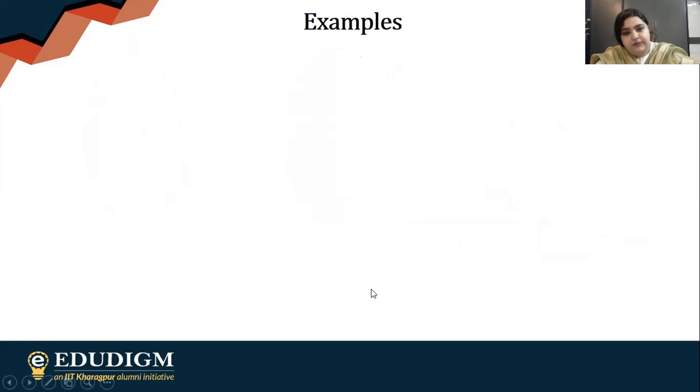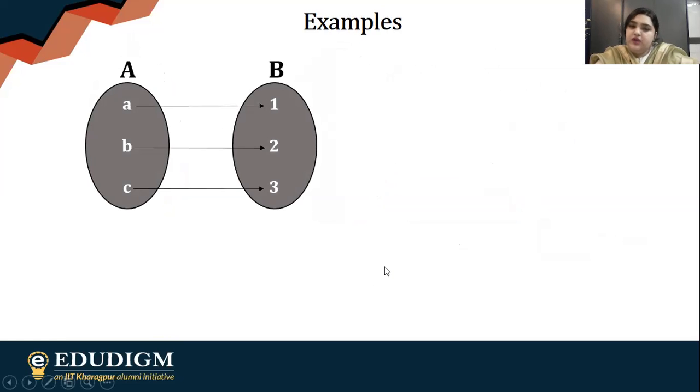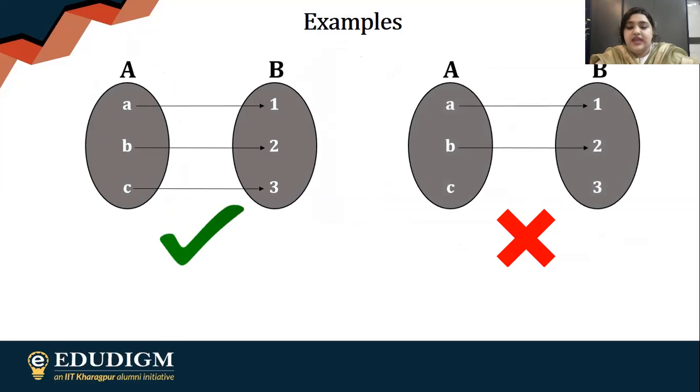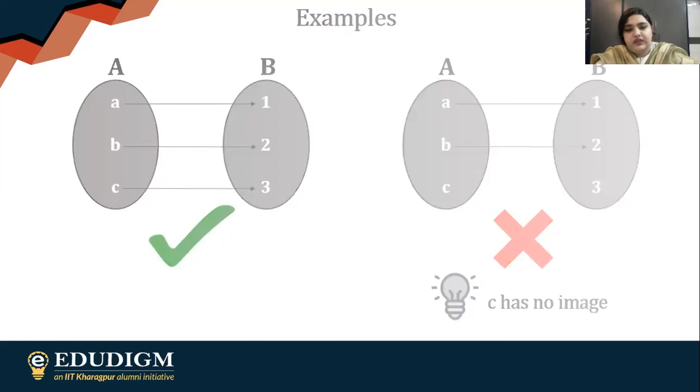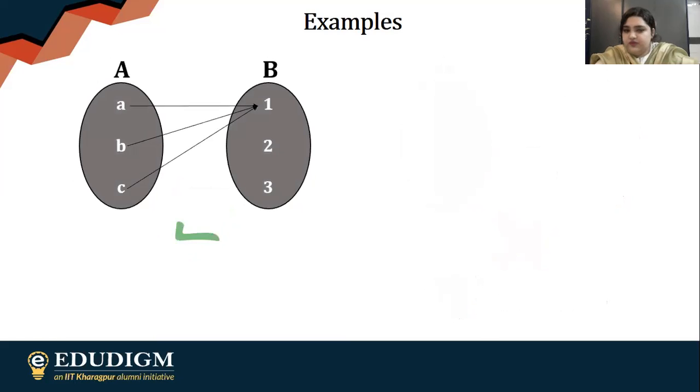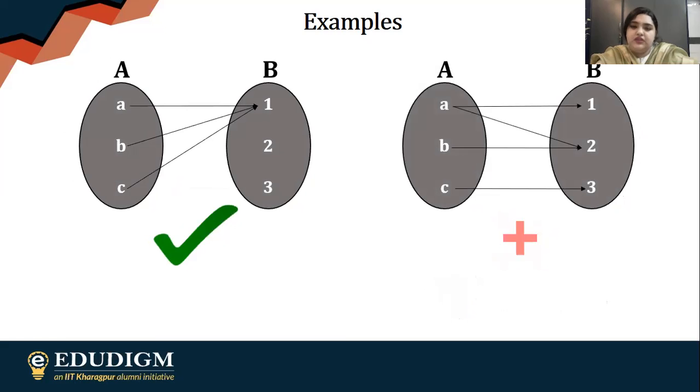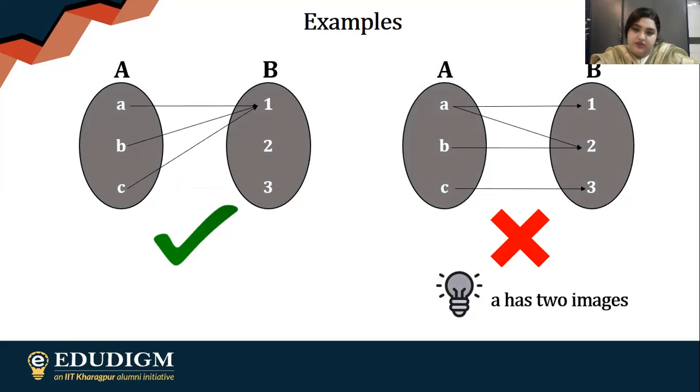So let's see some examples of arrow diagrams so that you have a clear idea whether a relation is a function or not. Look at the first one. Each and every element of the first set is uniquely related to elements of the second set. So this is all right. For the next one, C has no image at all. So definitely it's not a function. For this one, this is perfectly all right. Whereas for this one, you have A having two images. So if there's a violation in uniqueness or existence, it's not a function.